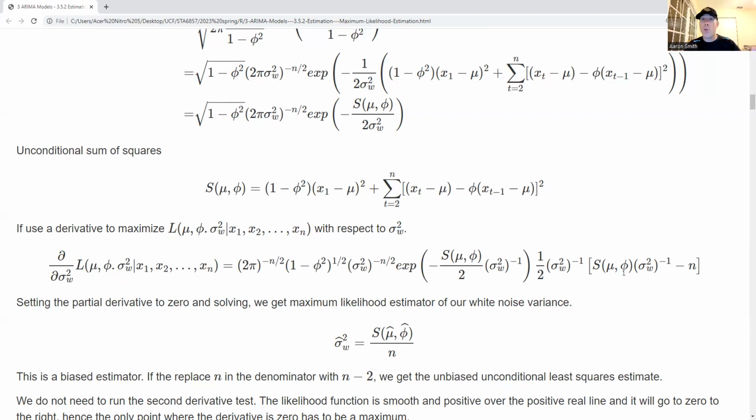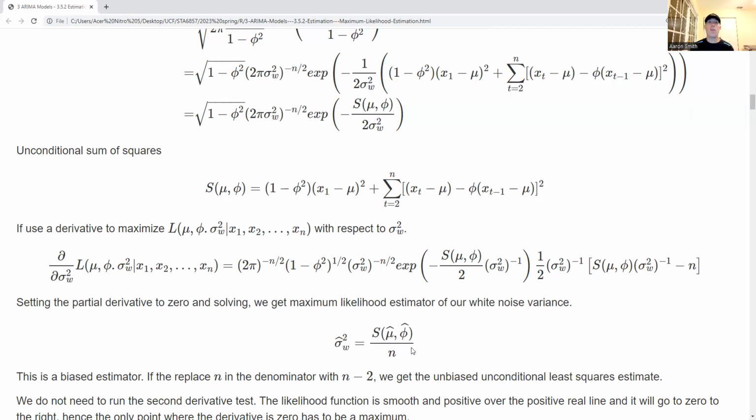And what I get for sigma squared is going to be my estimator. All right, so this means that this unconditional sum of squares, where I put in my estimated mu, my estimated phi over n, that's going to be my maximum likelihood estimator for the variance of that white noise term. All right, now we're getting somewhere. We got our first estimator out of this. This is great. All right, now, something about this. This is a biased estimator.